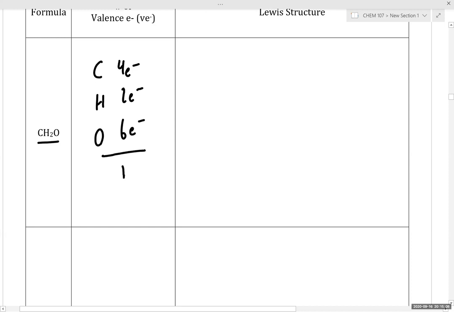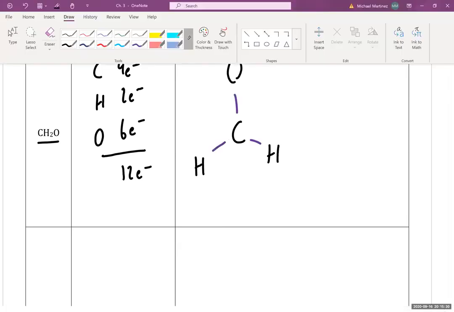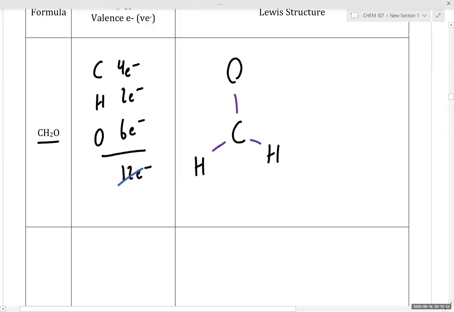We add up our total, that gives us 12. Which atom do we put as our central atom? Carbon. Yep, so we put carbon in the center, we surround it with oxygen and 2 hydrogens, and then we form 1 bond each. Next, we subtract from our total our 6 electrons used for bonding, and where do we place our remaining 6 electrons?